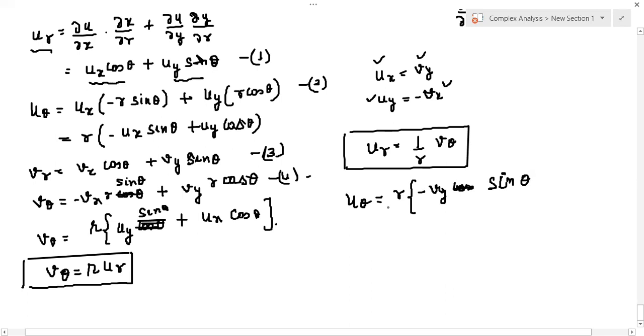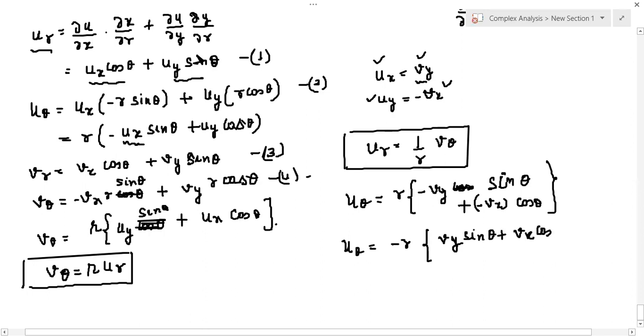Okay, so u theta is equal to r. Instead of ux, I'm writing vy, so minus vy sin theta, plus instead of uy, I'm writing vx, so minus vx, sorry, so minus vx cos theta. So what did I get? I simply got u theta is equal to minus r times (vy sin theta plus vx cos theta). And all of this is simply equal to vr only. So here u theta is equal to minus r vr.